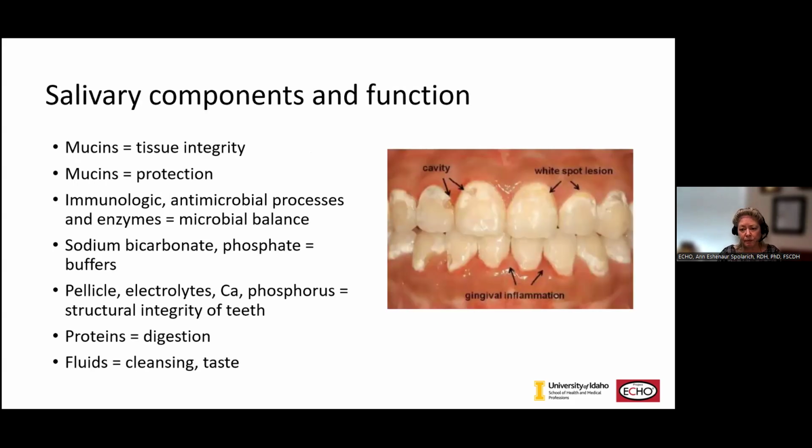When we think about the components of saliva and what they do, saliva does many, many things for us. I think most of us think about saliva from its lubrication type of effect, because that's the one that affects us the most. So when we have a loss of the mucins that are the protectants, that are the lubricants in the mouth, that compromises tissue integrity. And so people will have problems with trauma.